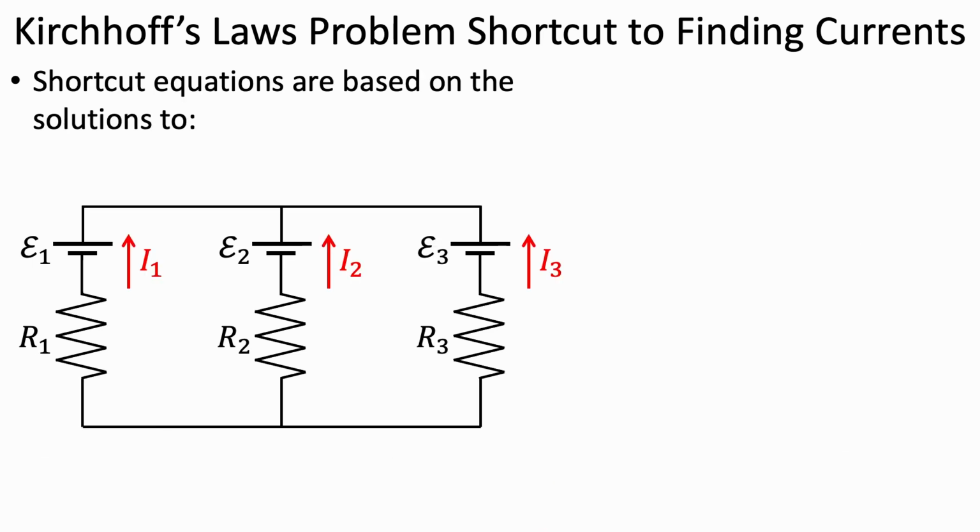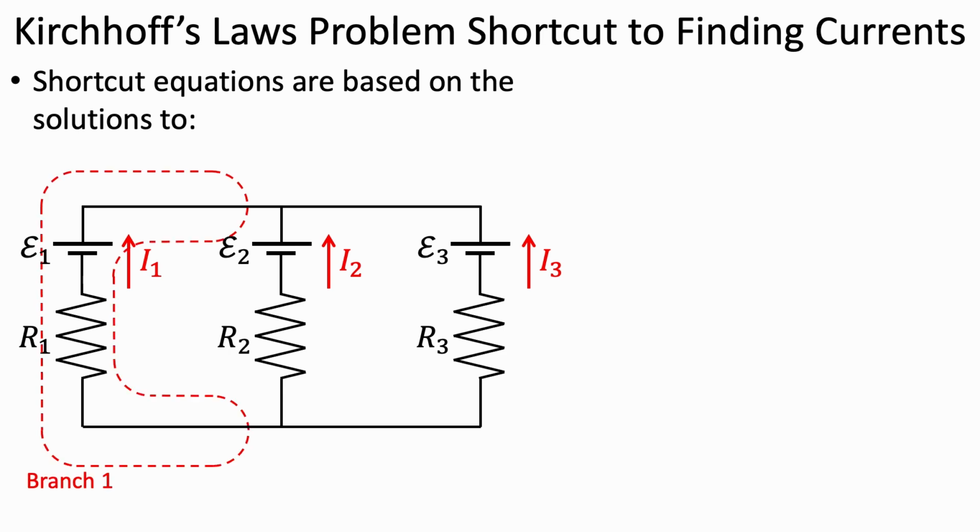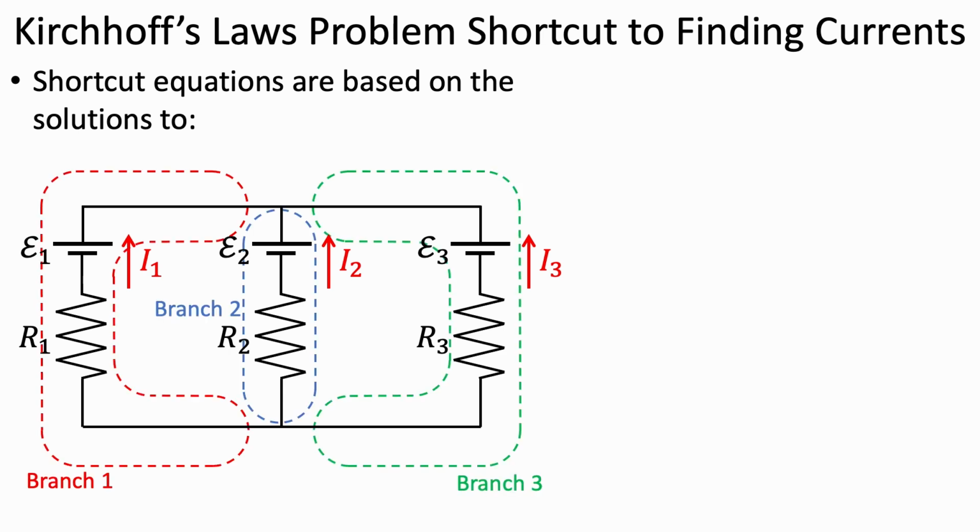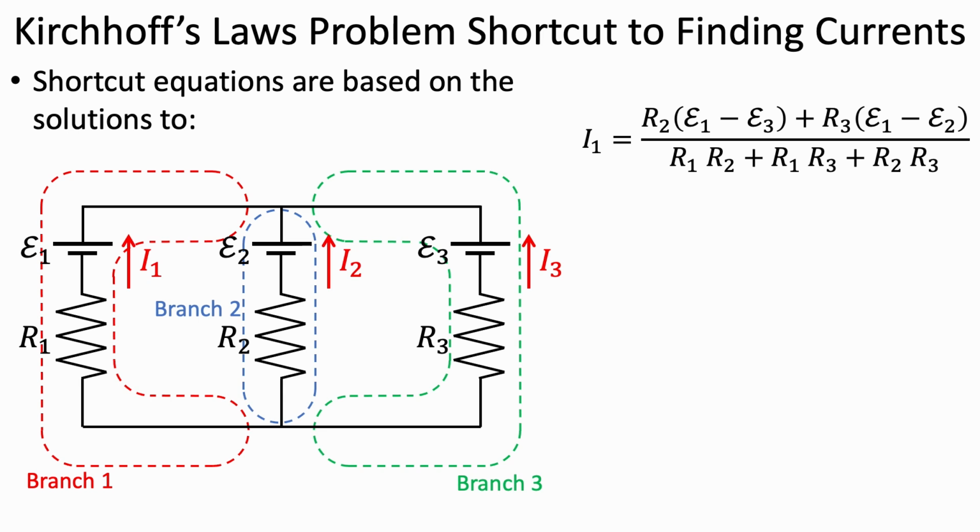The shortcut equations are based on the solutions to this circuit. I will call the branch on the left branch 1, the one in the middle branch 2, and the branch on the right branch 3. Notice that each branch has 1 battery and 1 resistor. All 3 batteries have their positive terminal facing upward, and all 3 currents are flowing upward. This becomes important later. Here's the shortcut equation for I1.